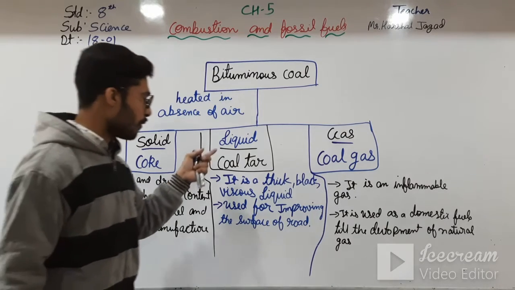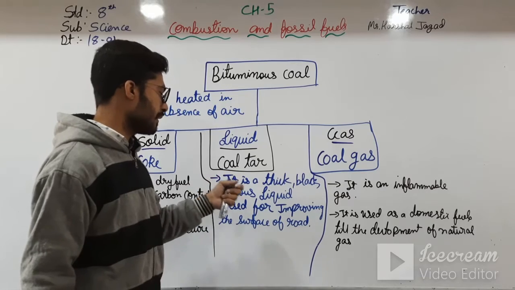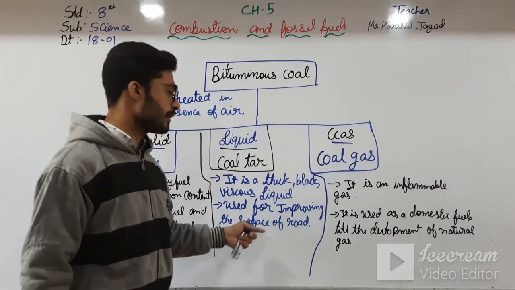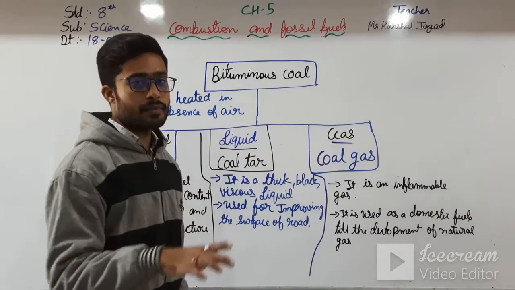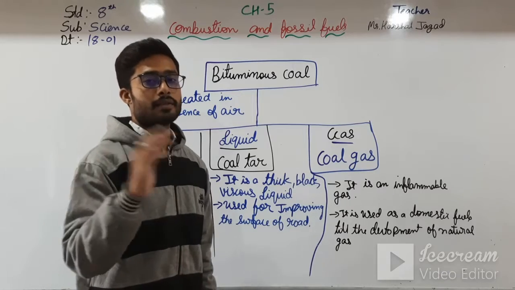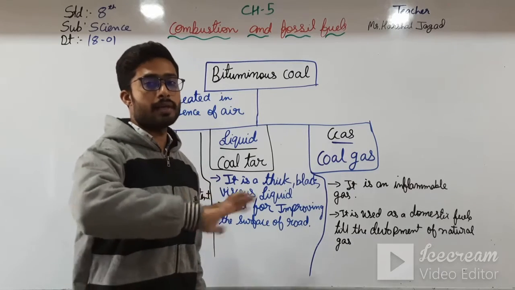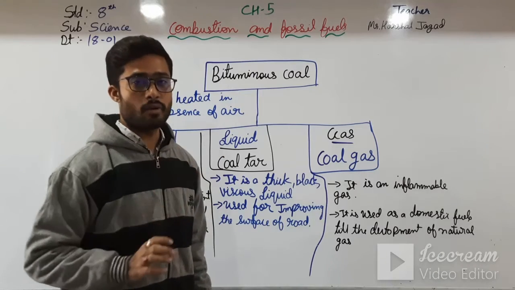And then coal tar. So what is coal tar? It is a thick, black, viscous liquid used for improving the surface of roads. I have given you an example: when new roads are just being made, at last they spray it and then throw small sand particles over it, so that when there are gaps, they fill with it and stick over there.